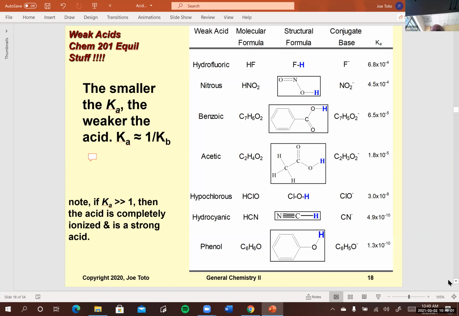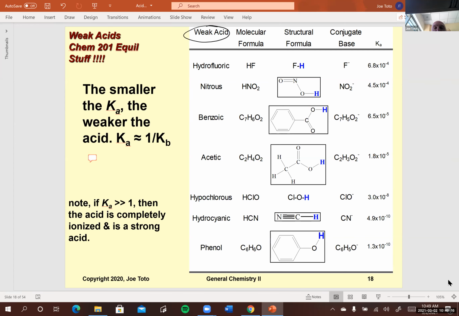All right. This slide here is pretty nice because it gives you a list of weak acids. And if I didn't have that name up here, weak acid, how would I know that these are all weak acids? Does anybody see it on this table? How would you know all these are weak acids?